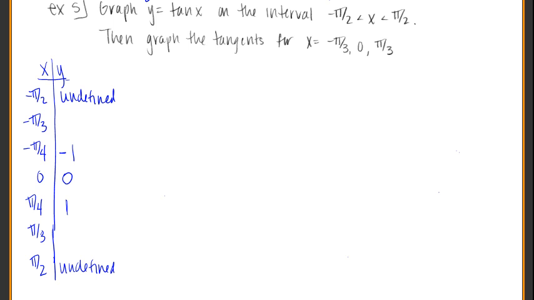If we look at pi over 3, the coordinate there is 1/2 and square root of 3 over 2. So if we take y divided by x, we'll just get the square root of 3, and then the negative square root of 3 at negative pi over 3, which is approximately negative 1.7, and then positive 1.7.